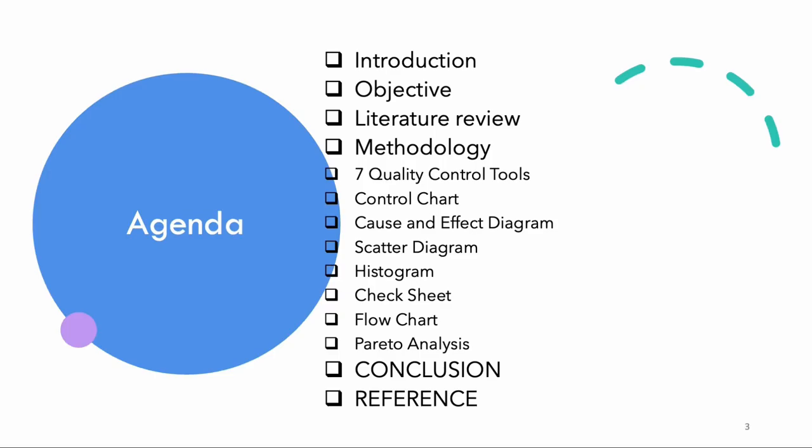So our agenda is, firstly we start with introduction, next is objective, literature review, methodology. In the methodology we have 7 quality control tools: control chart, cause and effect diagram, scatter diagram, histogram, check sheet, flowchart and also Pareto analysis. Next we continue with conclusion, and the last slide is reference.